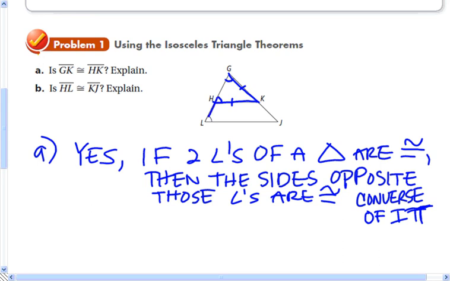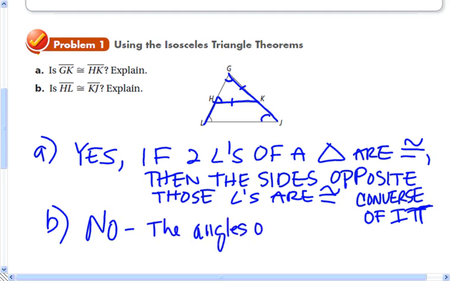And part B: is HL congruent to JK? HL, this little part here, and JK. I don't think we have anything to lead us to believe that those are congruent. We would need maybe this congruent to those, and then we could get that. So I'm going to say no. The angles opposite are not congruent.